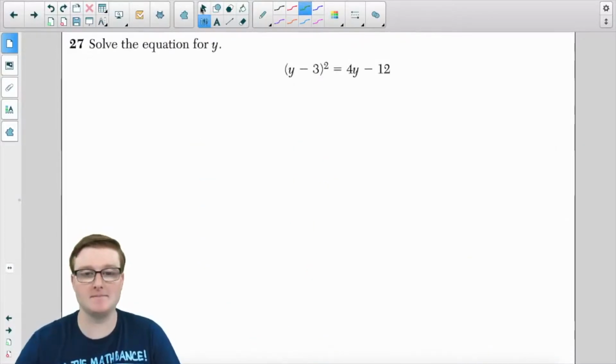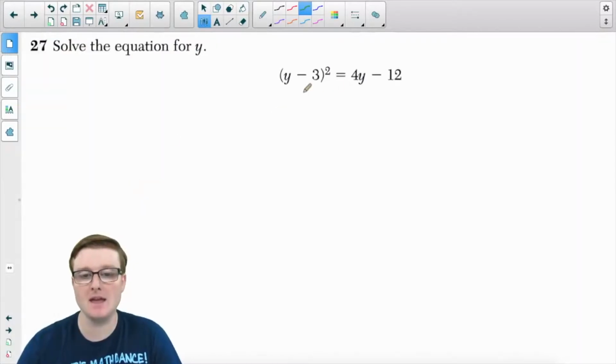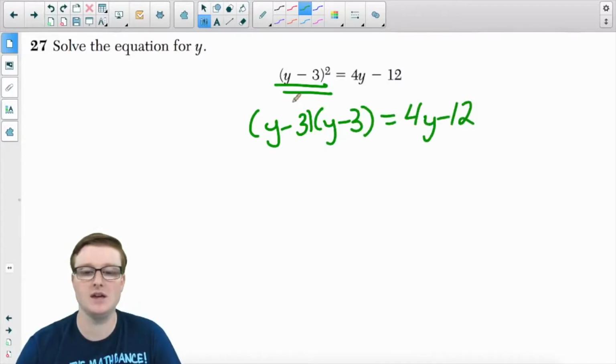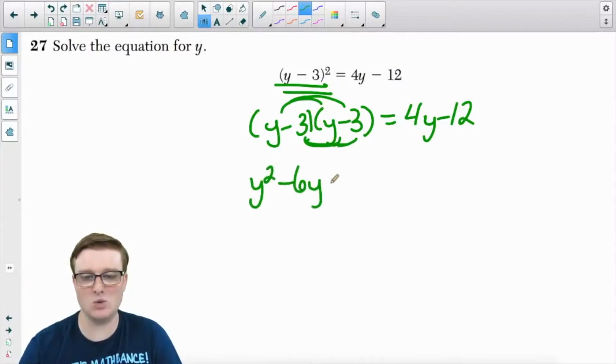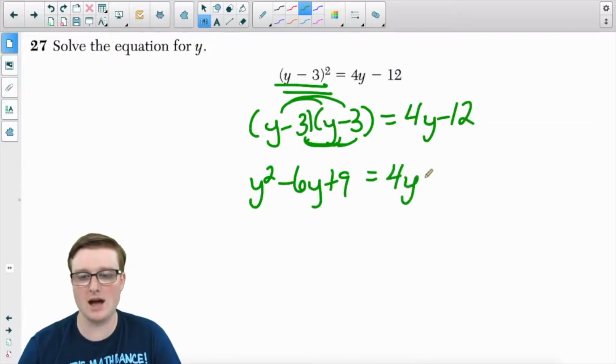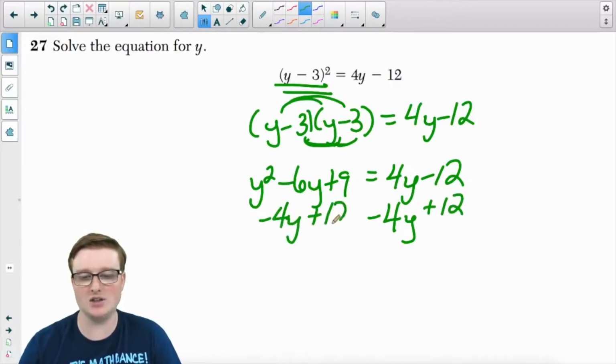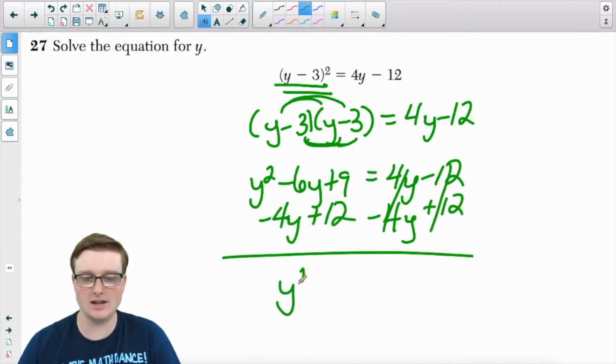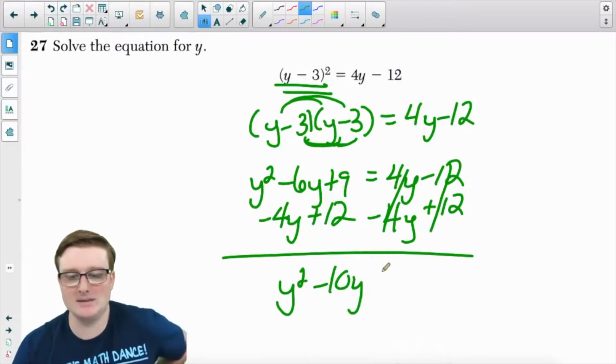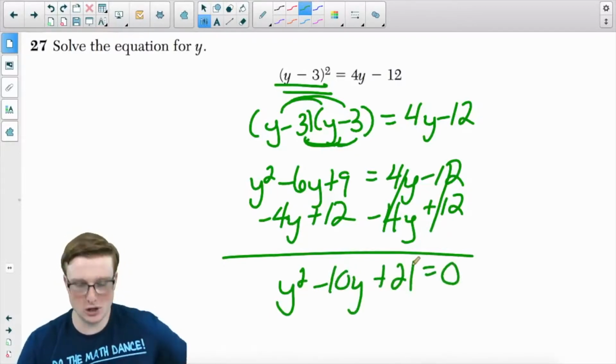Solve the equation for y. All right, nice and simple. We are going to FOIL this out because this is written 2 times. y minus 3 is equal to 4y minus 12. You're going to distribute these, so we get y squared minus 6y plus 9 equals 4y minus 12. We're now going to subtract the 4y and add the 12. We then get y squared minus 10y plus 21 equals 0.